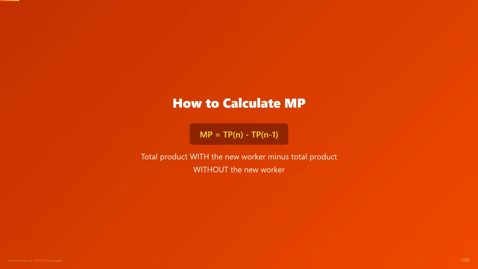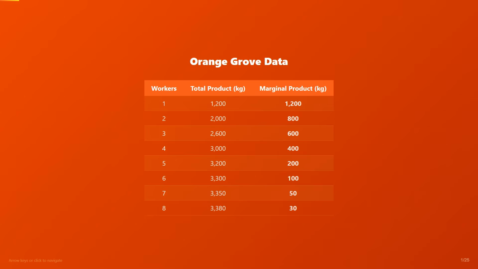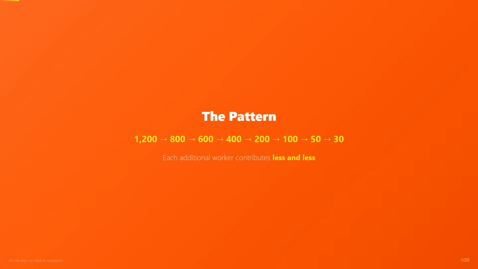Marginal product, 600 kilograms. Fourth worker, total product 3,000. Marginal product, 400. Fifth worker, total product 3,200. Marginal product, 200. Sixth worker, total product 3,300. Marginal product, 100. Seventh worker, total product 3,350. Marginal product, 50. Eighth worker, total product 3,380. Marginal product, 30. What do we see here?